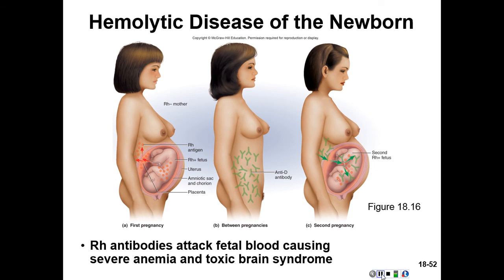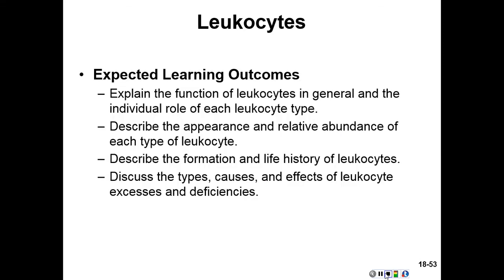Alright, figure 18.16 just shows you the Rh antibodies that can attack the fetal blood, causing toxic brain syndrome or severe anemia if it's not treated early on. This is what we call hemolytic disease of the newborn. Alright, leukocytes.